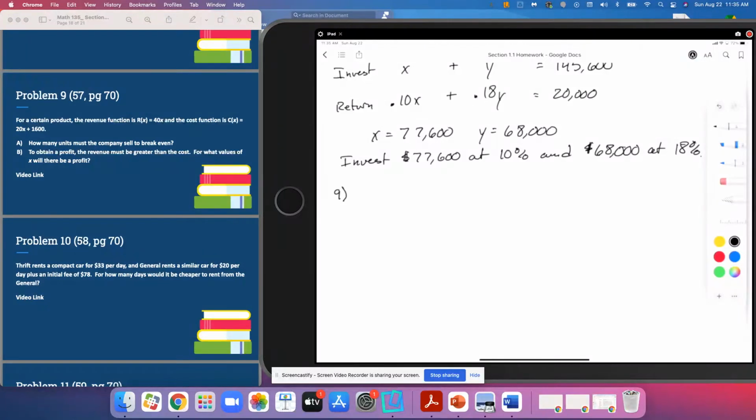Okay, we are back with number 9. For a certain product, the revenue function is 40x and the cost function is 20x plus 1600.